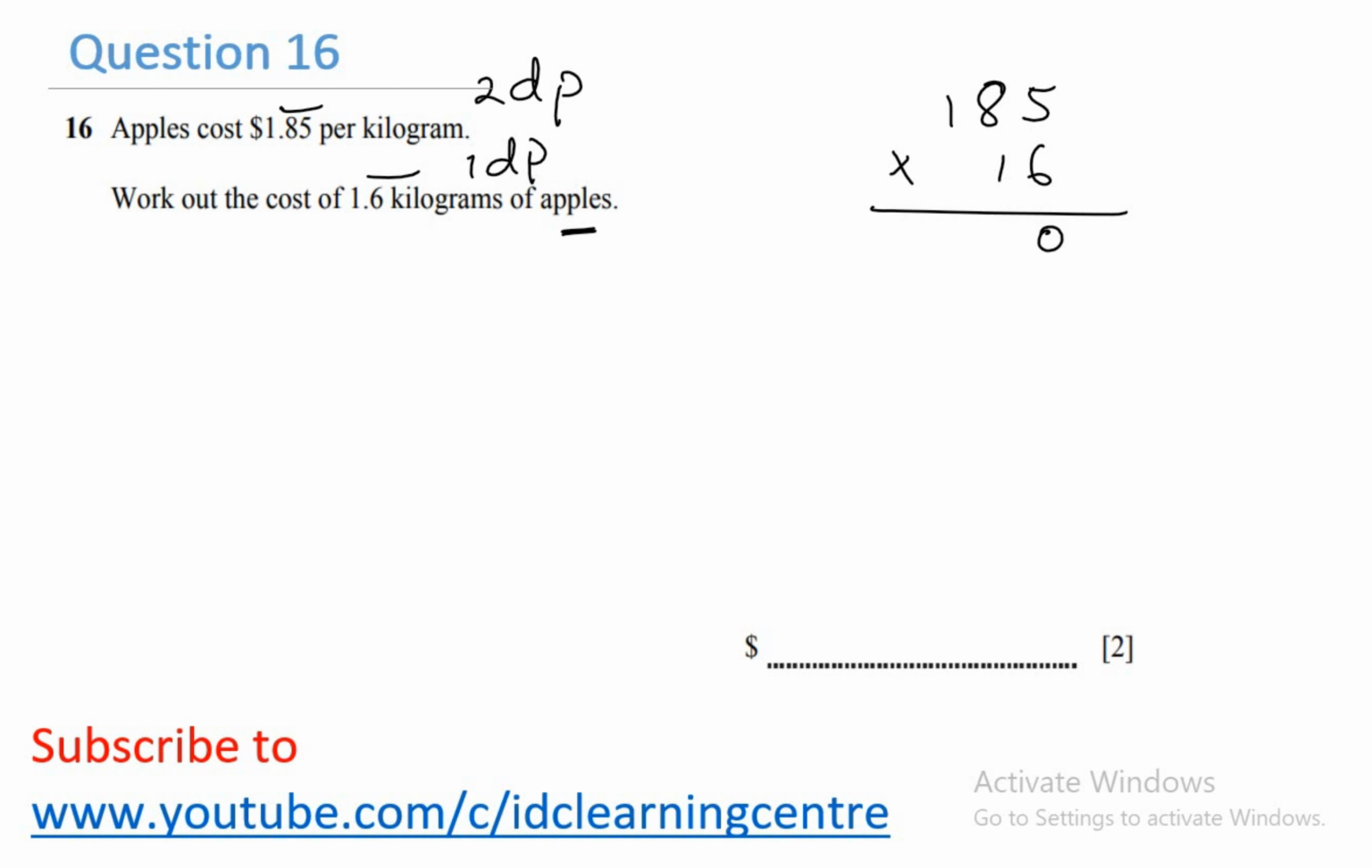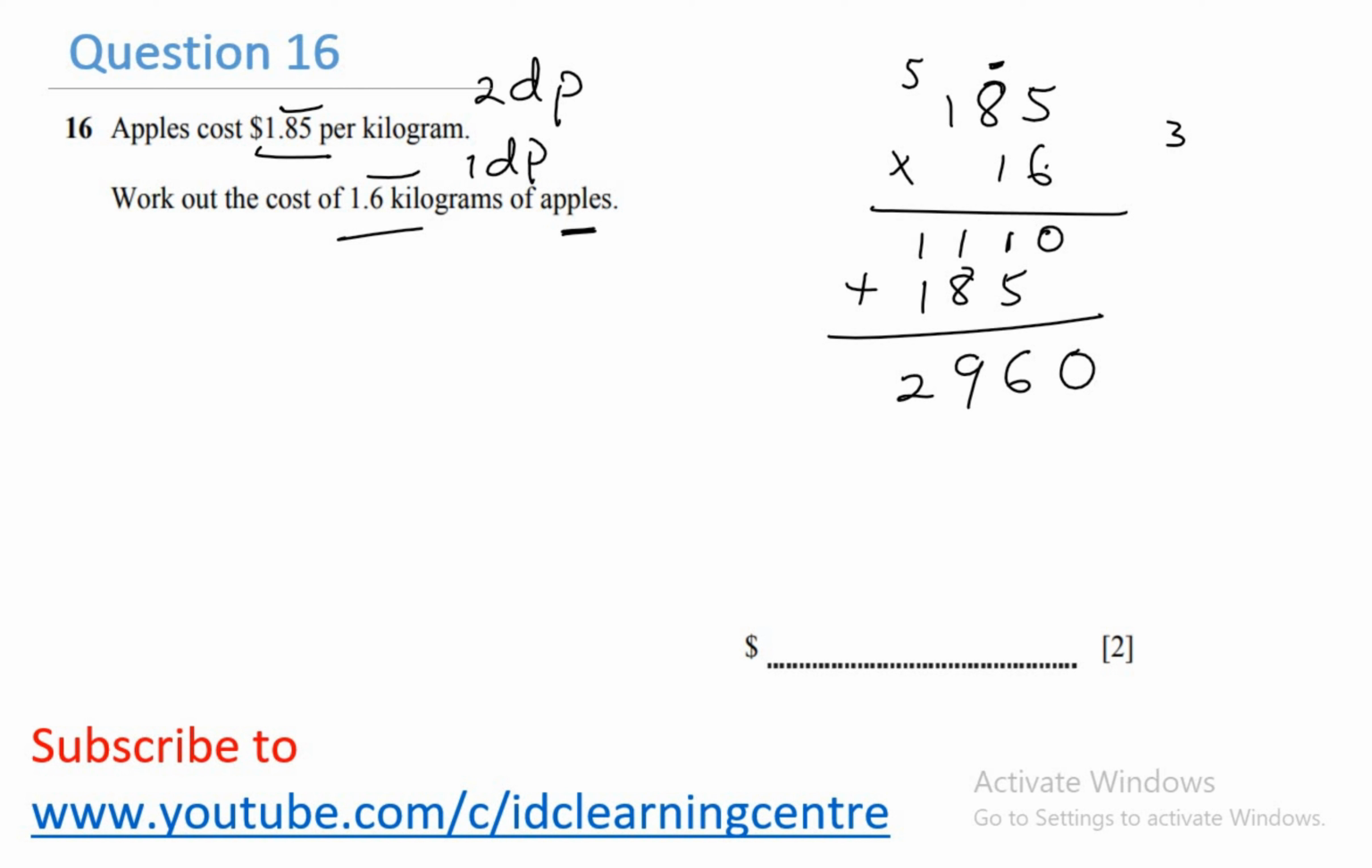6 times 5 is 30, 0 carry 3. 6 times 8 is 48 plus 3, 51, 1 carry 5. 6 times 1 is 6 plus 5, 11. 1 times 5 is 5, 1 times 8 is 8, 1 times 1 is 1. Now let's sum this. You have 0, 5 plus 1 is 6, 8 plus 1 is 9, 1 plus 1 is 2. In total, we have 3 decimal places, 2 from this and 1 from this. That's 3. So you move 1, 2, 3. Put your point here. So the answer will just be $2.96. Alright, question 17.